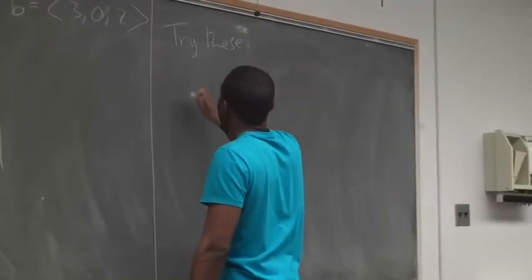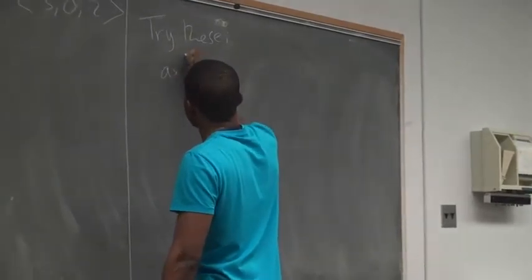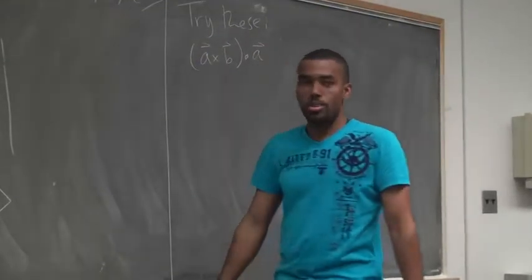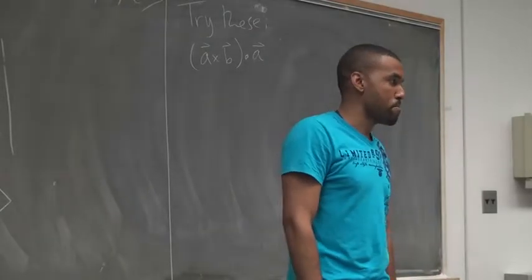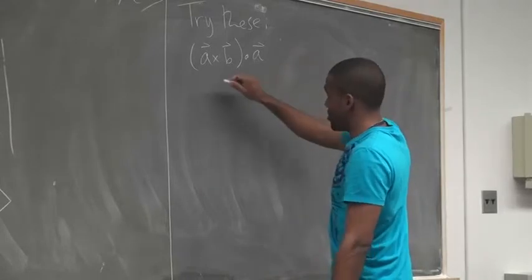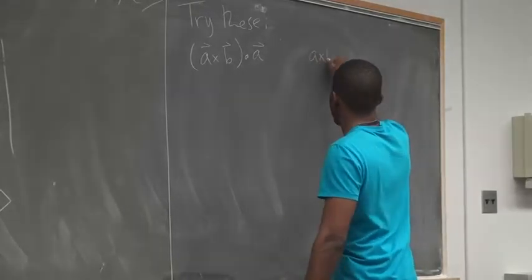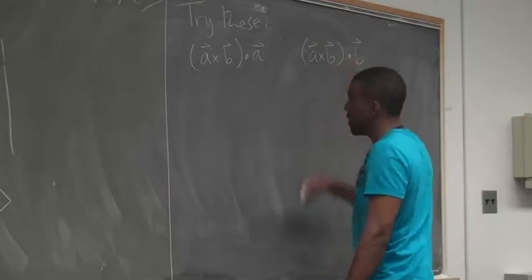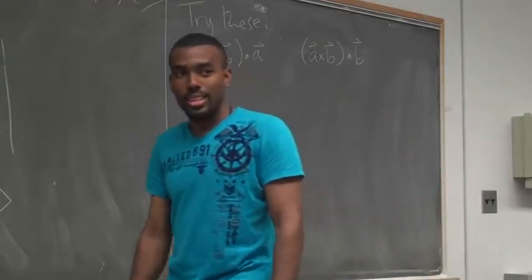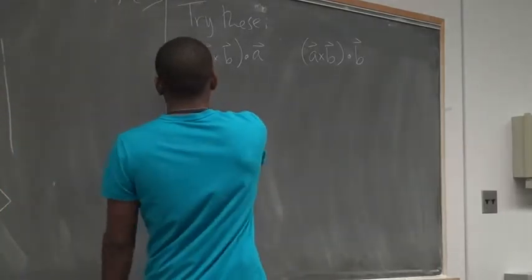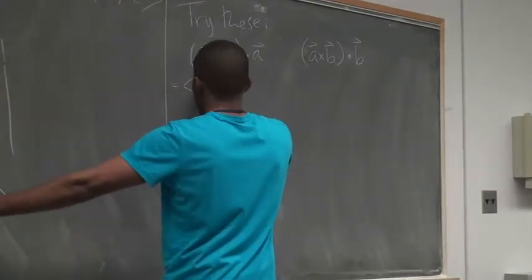Try these. Take a cross b, dot product it with the vector a. What do you get? Zero. Yeah. I want you to take a cross b, dot product with a, and I also want you to take a cross b, dot product it with b. You get zeros. You have to get zero, because this is orthogonal.